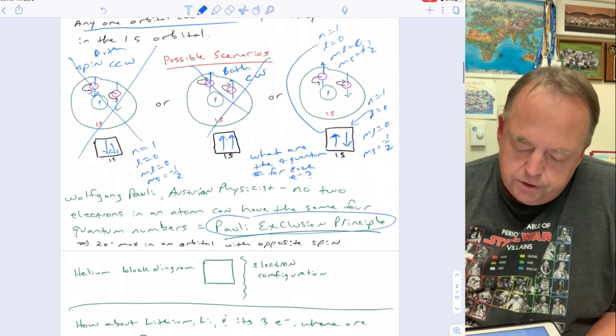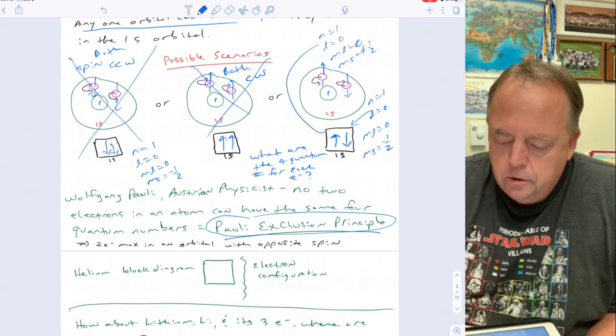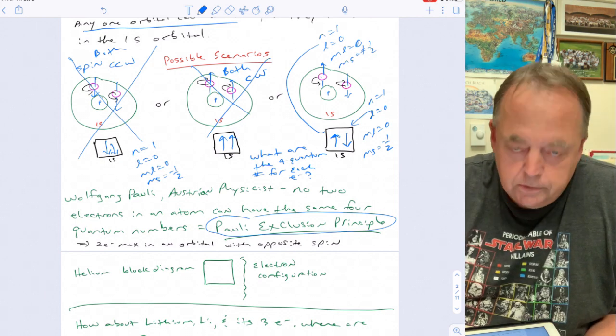So that's the reason why any one orbital can only have 2 electrons, because if you put 3 electrons in one orbital, then 2 of them must have the same 4 quantum numbers, right? Which violates the rules of quantum mechanics.